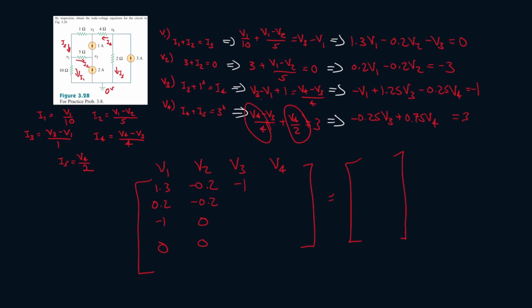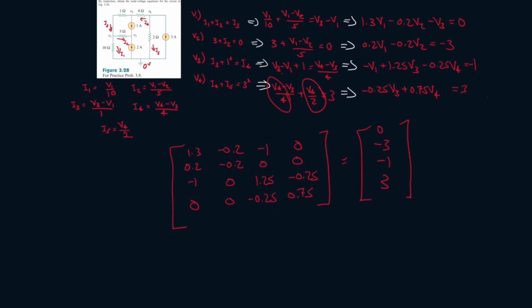V3: minus 1, the second row doesn't include it, so it'll be 0, 1.25, minus 0.25, and then V4 doesn't appear in the first rows: minus 0.25, 0.75. And they're all equal to the numbers here. This is what they're all equal to: 0, minus 3, minus 1, and 3. Okay?